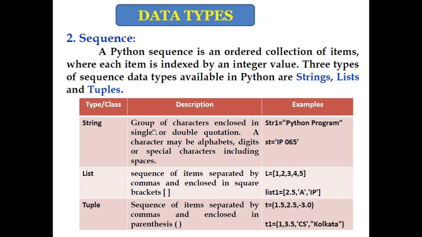Let's see string. What is it? A group of characters enclosed in double or single quotation marks. This is the string data type. List: items are separated with commas, in square brackets. Generally it is used to denote similar elements, but we can also use heterogeneous or various types of elements here. Tuples: items are separated by commas and enclosed in parentheses.